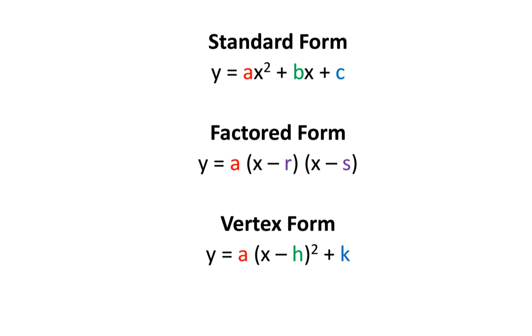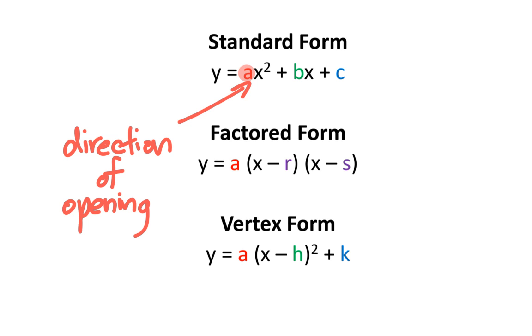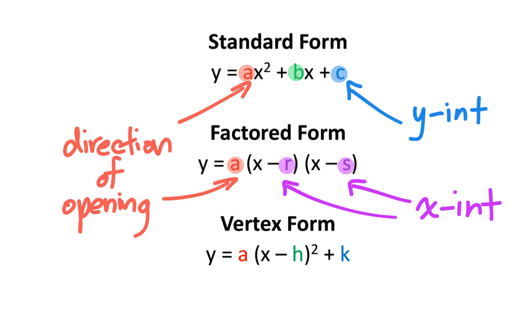If you recall, a quadratic relation can be expressed in standard form, factored form, and it can also be expressed in something called vertex form. The value of A in standard form tells us the direction of opening, the value of B doesn't really tell us anything useful, and the value of C tells us the y-intercept. In factored form, the value of A also tells us the direction of opening, while R and S are related to the x-intercepts. They don't tell us exactly what they are.